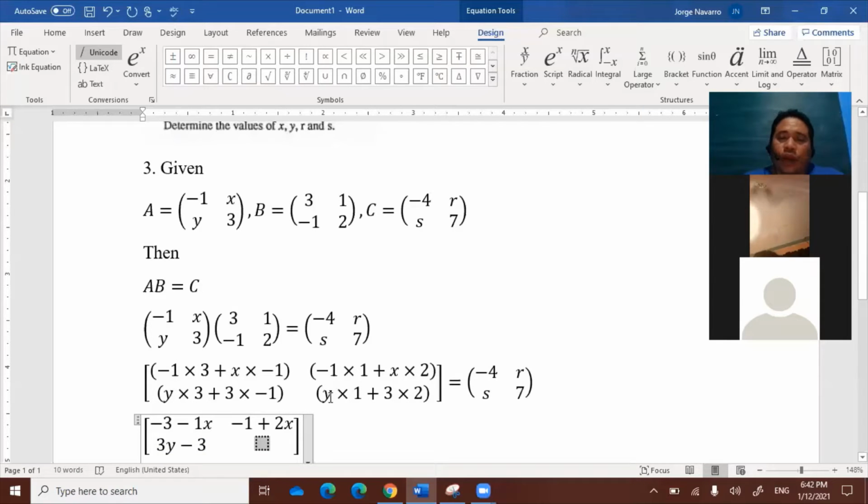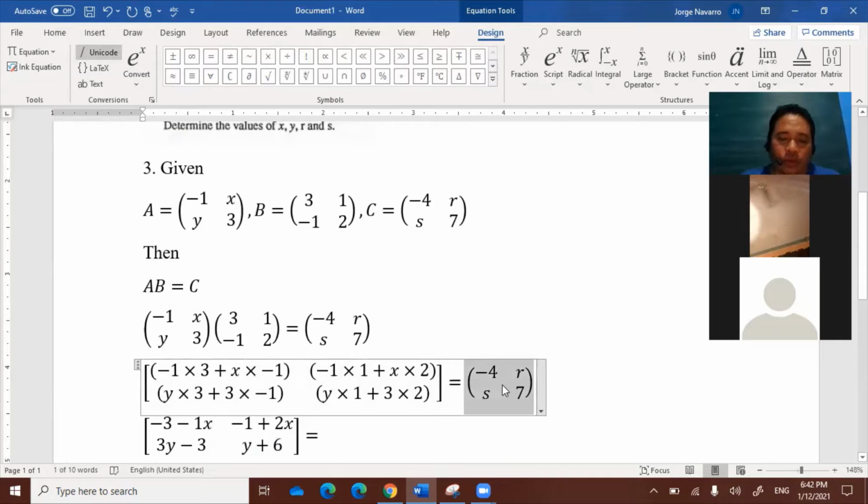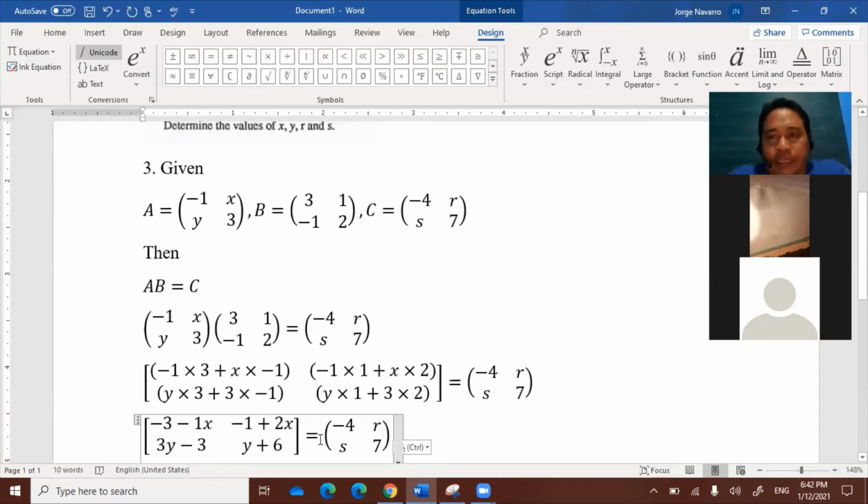Then y times 1 is simply just 1y, whichever way you like to put it, plus 3 times 2 is 6. Okay? And that will be equal again to what I have here. Since I am not doing anything to it, I'm just going to copy it once again and paste it. So that is my next step. My next step says -3 minus 1x, minus 1 plus 2x, 3y minus 3, y plus 6 equals -4, R, S.